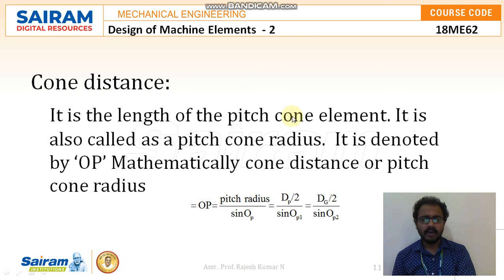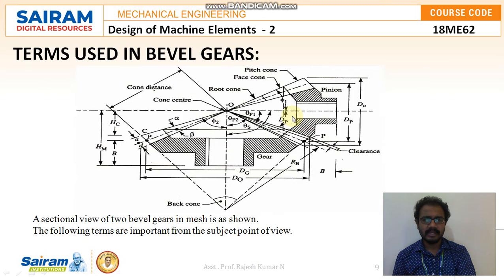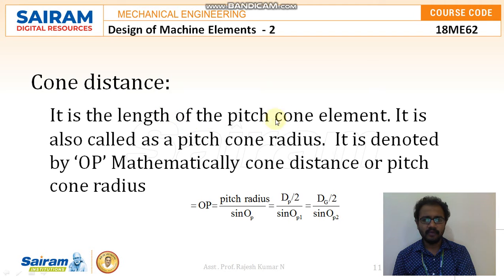So cone distance, I want to show you in the sketch. You can see the length of the pitch cone; we will be calling that the cone distance. So the length of the pitch cone element is nothing but the cone distance, and it is also called the pitch cone radius.